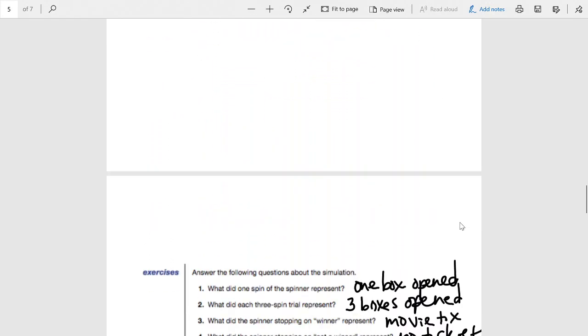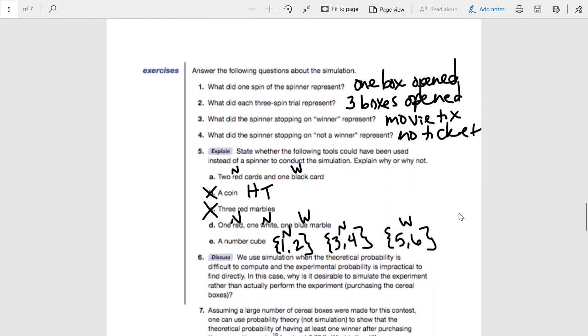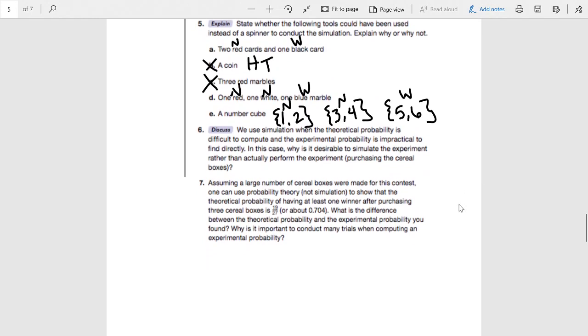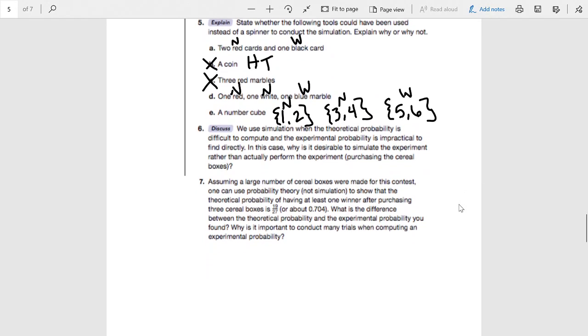So we do this experiment in basically a simulation rather than reality. And then number 7, assuming a large number of cereal boxes were made for the contest, one can use probability theory, much more complicated than what we get to in this book, and not actually simulation, to show that the theoretical probability of having at least 1 winner after purchasing 3 cereal boxes is actually 19/27.